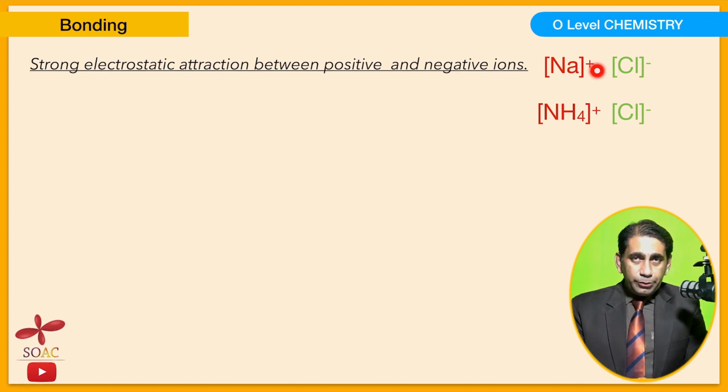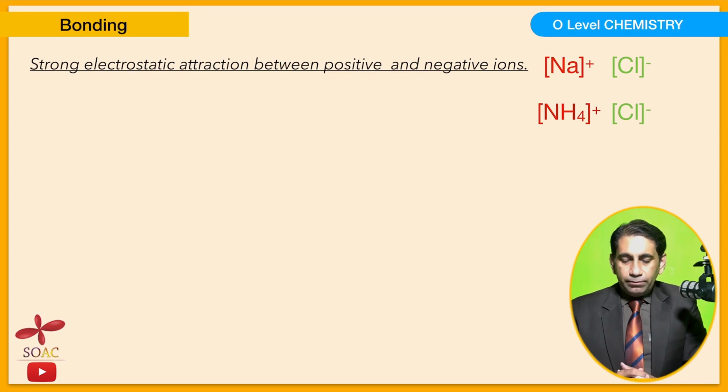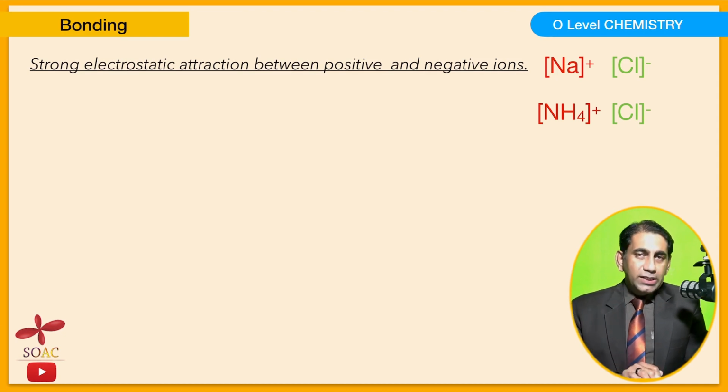The force of attraction between sodium ion and Cl negative ion is said to be the ionic bond, and it is also said to be electrostatic force of attraction. Same is the case with ammonium ion, that is a positive ion, and Cl negative ion, that is a negative ion. This force of attraction is also said to be an ionic bond.